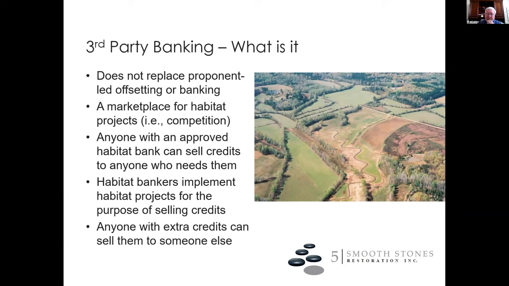It creates competition. It creates opportunities for someone to build a better mousetrap. And that's a huge, huge advantage of third-party banking. By bringing it into the marketplace, you put market forces to work, and so it's hugely advantageous. Anyone with an approved habitat bank can sell credits to anyone who needs them. So it's clearly a marketplace.